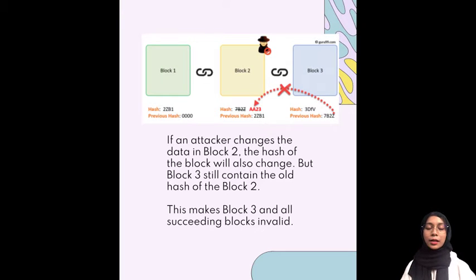Now, assume an attacker is able to change the data in block 2. Correspondingly, the hash of block 2 will also change. However, block 3 will still contain the old hash of block 2. This makes block 3 and all succeeding blocks after block 3 invalid because they have the incorrect hash of the previous blocks.